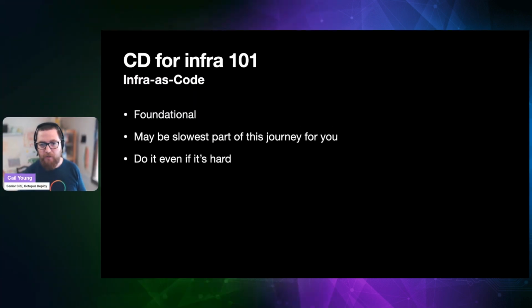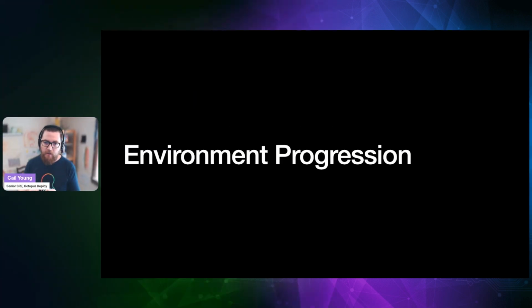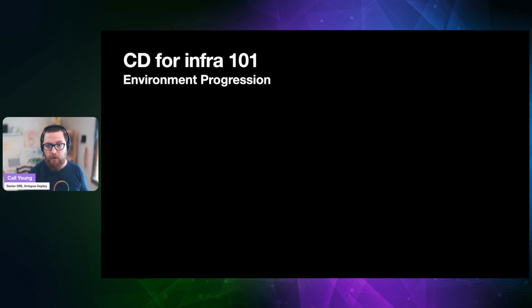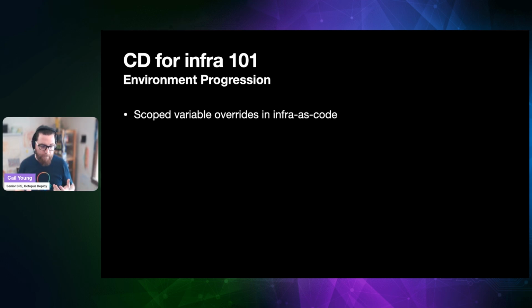So once you've got the basics of infra as code, the next thing that you need to be thinking about is what I'm going to call environmental progression. So you take this code that represents your production environment and you use it to also create your pre-production environments. There's a few different ways to do this. One way that our team uses is to use Octopus Deploy, although you could use other tools, to inject what I'm going to call scoped variable values. So your infra as code will have little tokens in there.